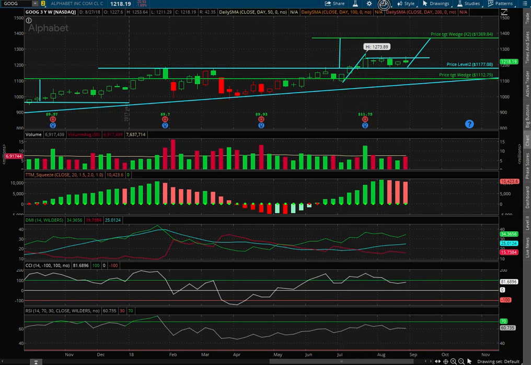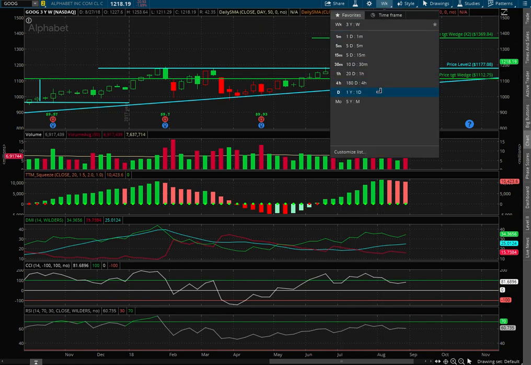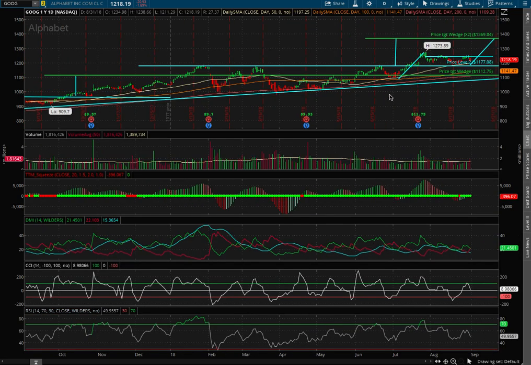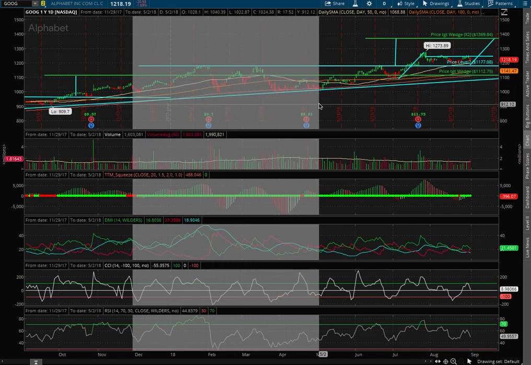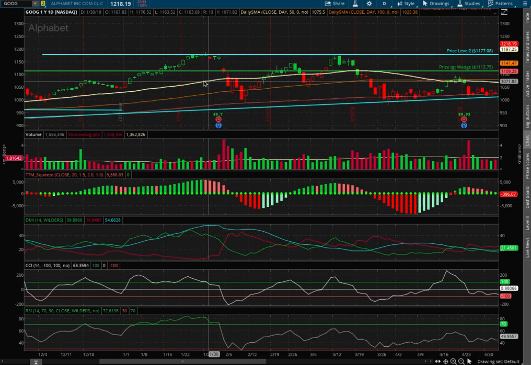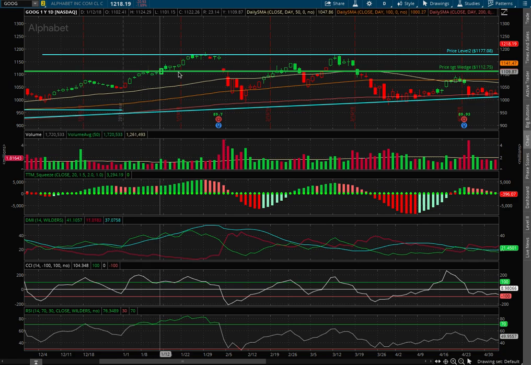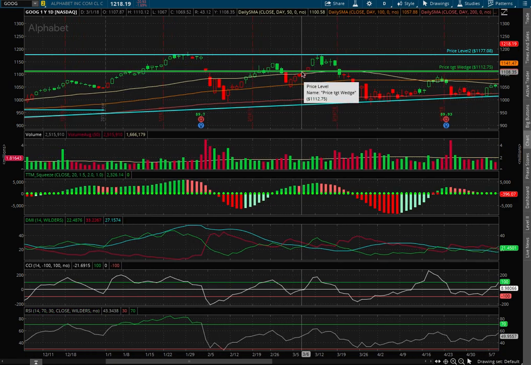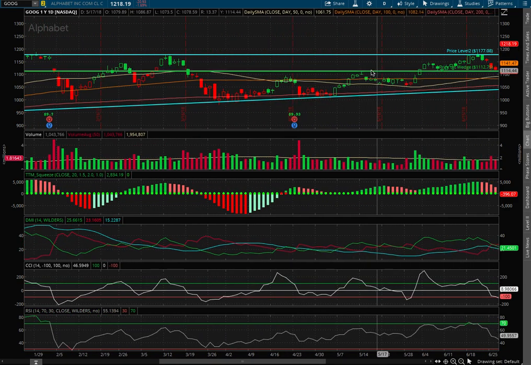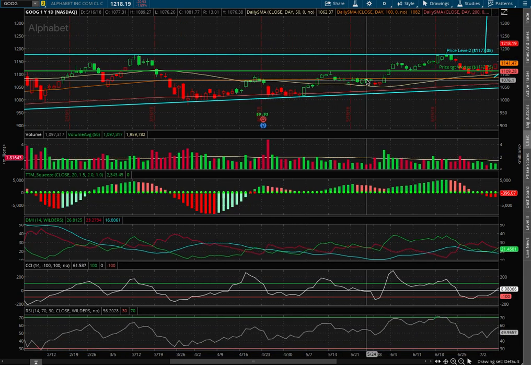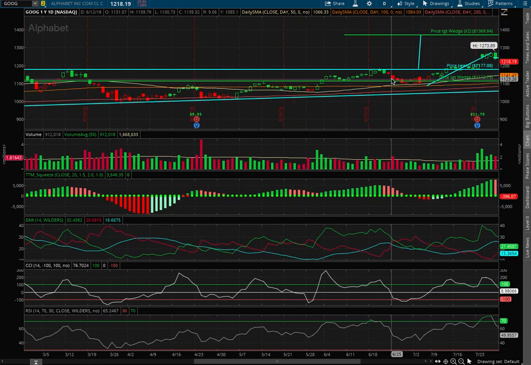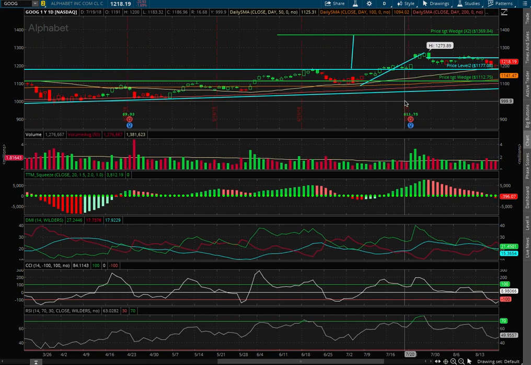Okay. So now let's go to the daily. Okay. So the daily, you could see respecting that resistance, and here respecting that price target very well. Respecting that price target. Okay.